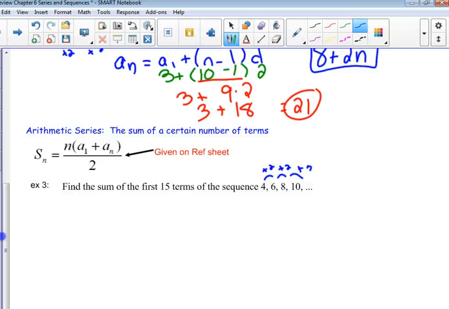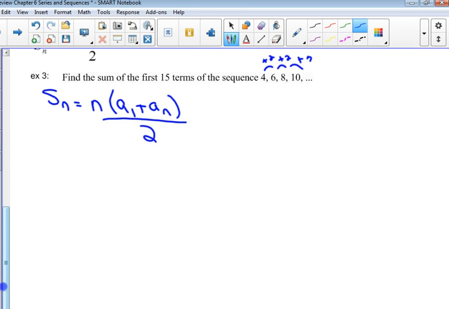Now, the problem with the formula is that if you try to use this, a1 plus a(n), we get a little stuck. Now, the n, how many terms do we have here? 15. So if you were trying to use your formula, the a sub 1 would be 4. Do we know what the 15th term actually is? No. Not unless you actually wrote it out. So I don't know this part.